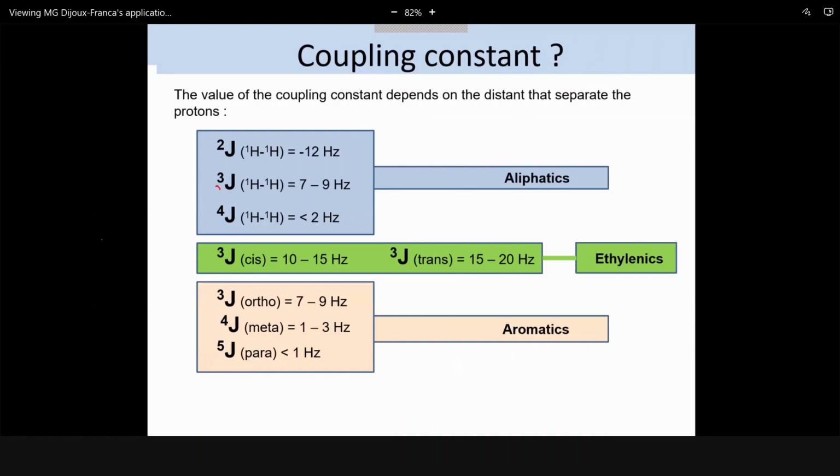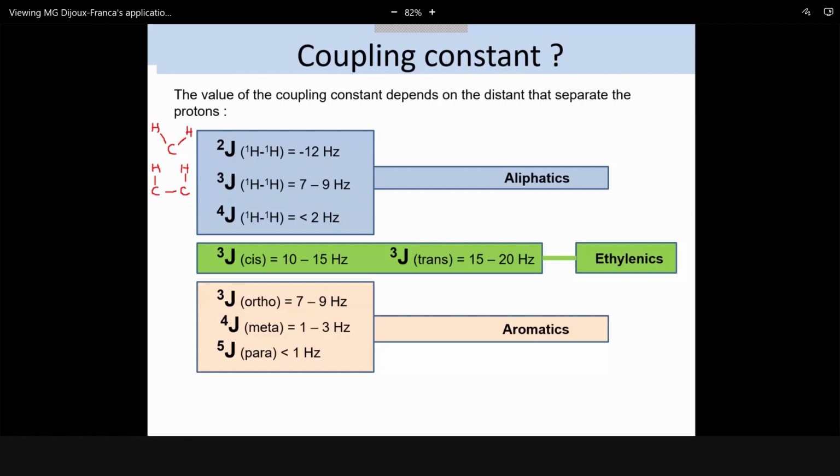Okay. So J2, it's written like that. That means it's a coupling constant through two bonds. That means that the protons are on the same carbon. J3, it's what we played with until now. That means that we have two carbons side by side and we have one proton on each of them.